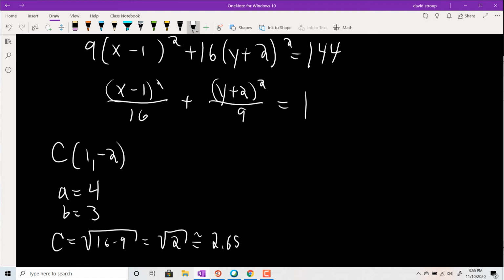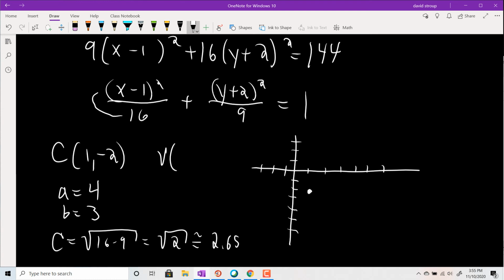Okay, so 1, negative 2 is in that fourth quadrant. So I'm going to kind of do my axes like that. 2, 3, 4, 5, 6, 2, 3, 1, 2, 3. So 1, negative 2 for the center. And then to get the vertices, because it's the x, it has the bigger number with it, you're going left and right. Okay, so it's 1 plus or minus the 4 comma negative 2.